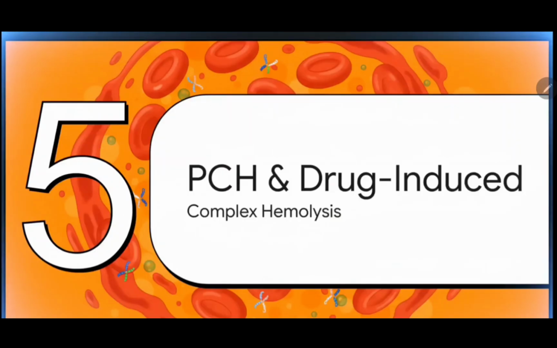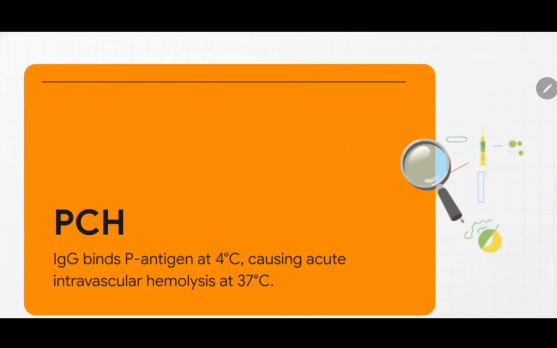Section 5. PCH and drug-induced hemolysis. Now let's cover some special, slightly more complex clinical scenarios. First up is paroxysmal cold hemoglobinuria, or PCH. What's really fascinating here is the unique two-step temperature-dependent pathogenesis. It's caused by the Donath-Landsteiner antibody, which is a polyclonal IgG.